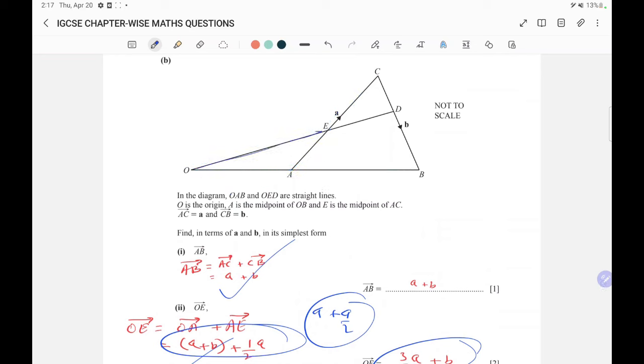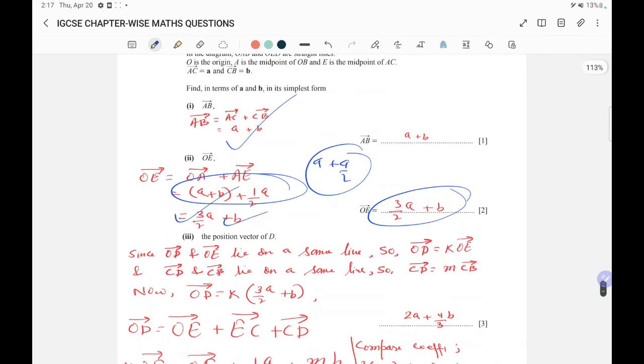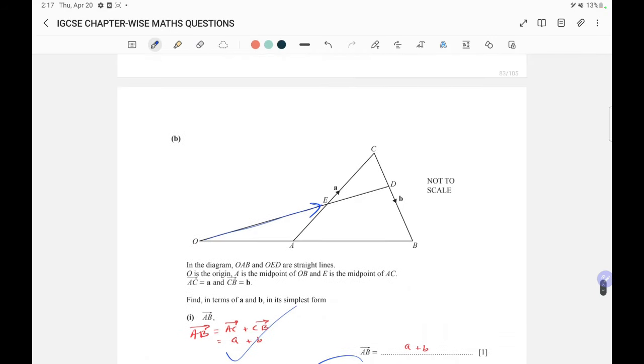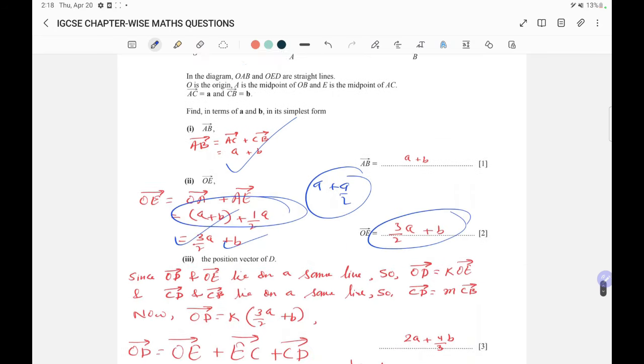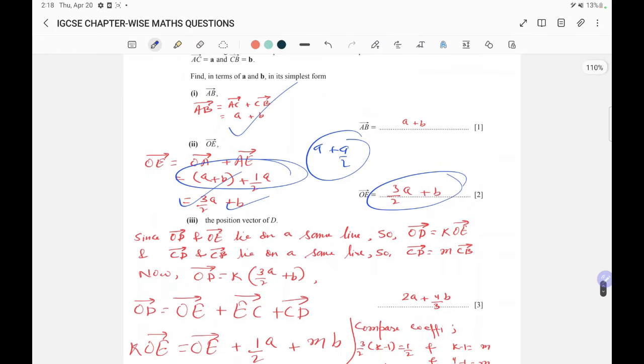Okay, great. We got the OE vector. Next, find the position vector of D. Position vector of D means OD. We know that OD and OE are on the same line. So when these are on the same line, OD can be a scalar multiple of OE, like K times OE. So we can write, since OD and OE lie on the same line, OD equals K OE.